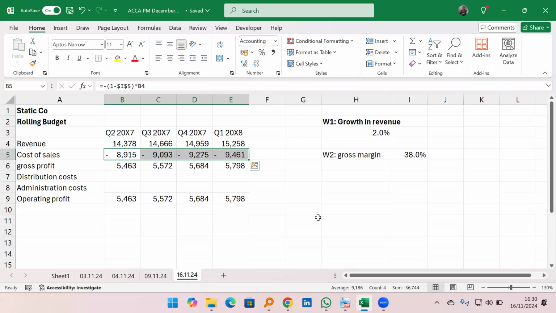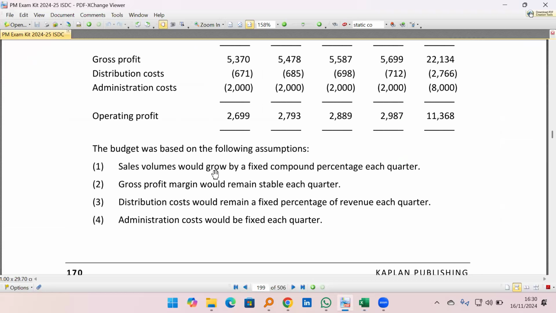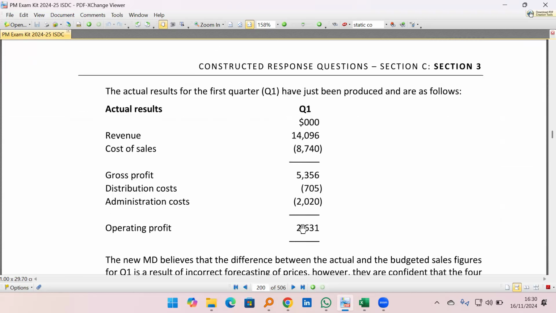Okay, so far is it okay? Please repeat the second working. The gross margin. Yes. The gross margin is usually gross profit divided by the revenue. Because they told us that the gross margin is going to be stable each quarter, we are going to use the actuals for the first quarter. So we take the gross profit 5,356 divided by the revenue of 14,096 to get the gross margin.